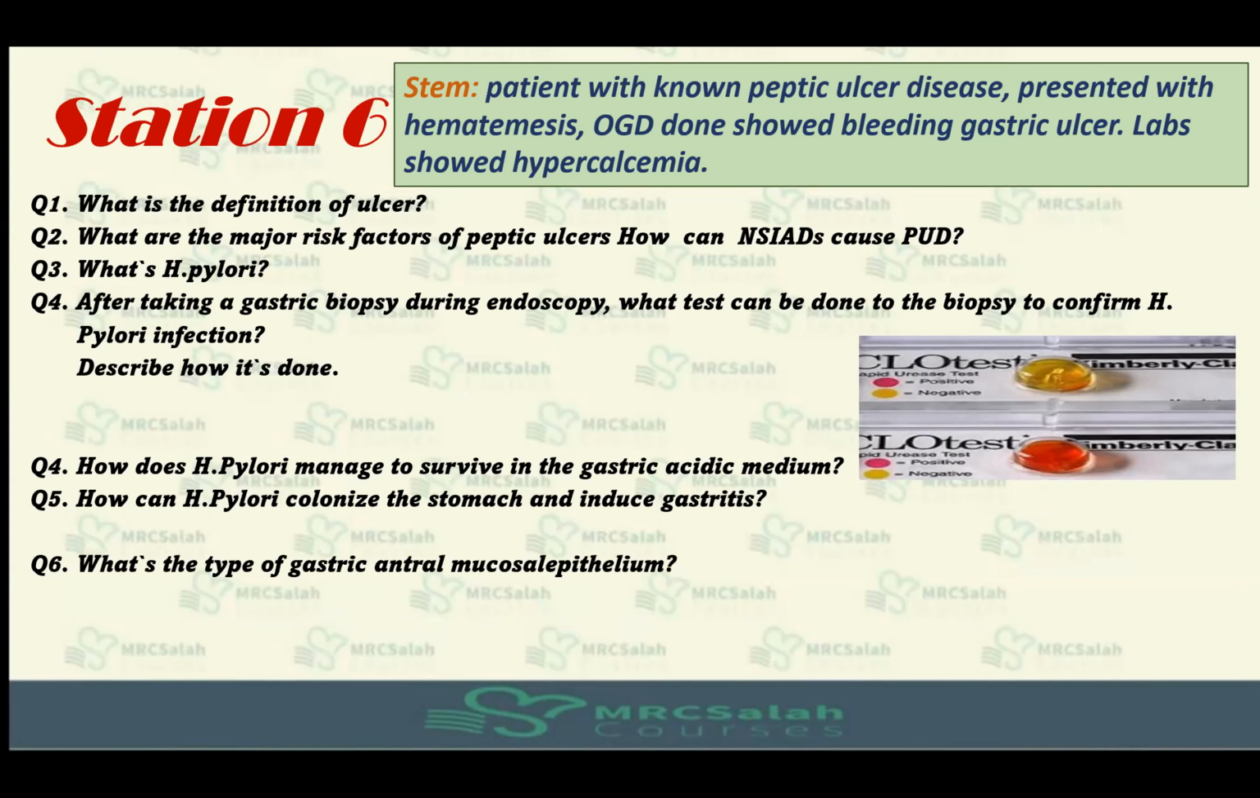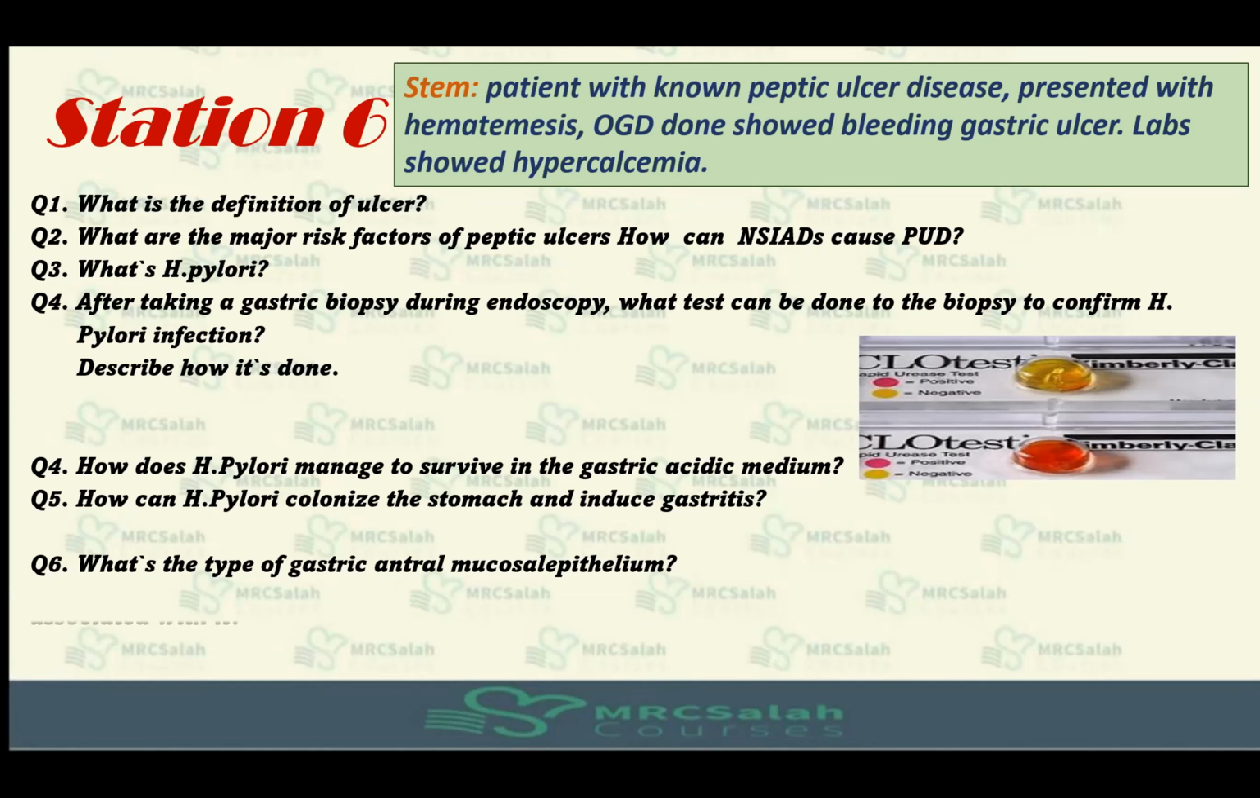Can you tell me what are the types of gastric antral mucosal epithelium? Sorry, the type of gastric antral mucosal epithelium is adenocarcinoma. No, I'm asking about the normal. Oh, sorry. Yes, it's antral mucosal epithelium. What is the type of the epithelium? It's a columnar epithelium with mucus and goblet cells.